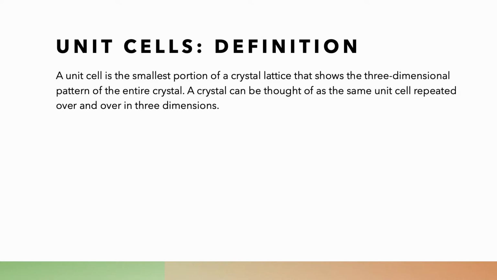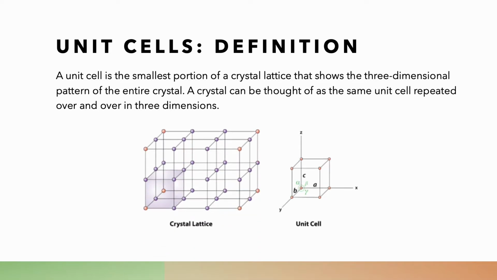A unit cell is the smallest portion of a crystal lattice that shows the three-dimensional pattern of the entire crystal. A crystal can be thought of as the same unit cell repeated over and over in three dimensions. The figure below illustrates the relationship of a unit cell to the entire crystal lattice.